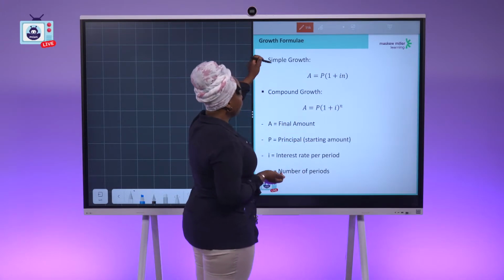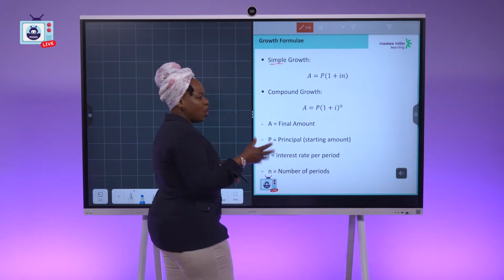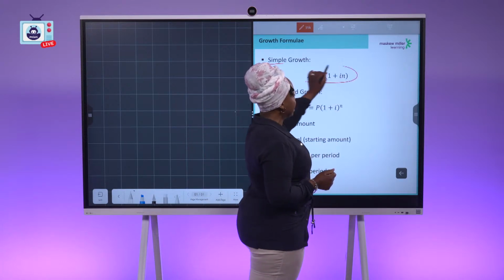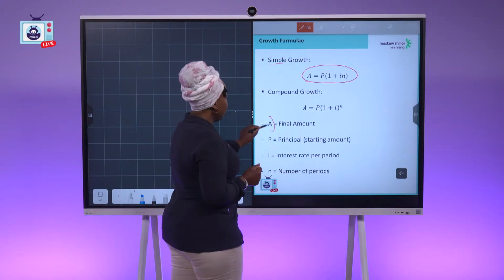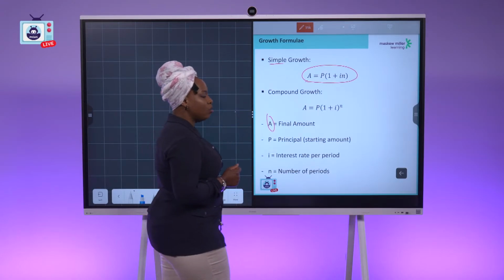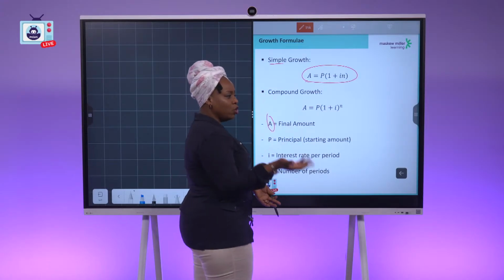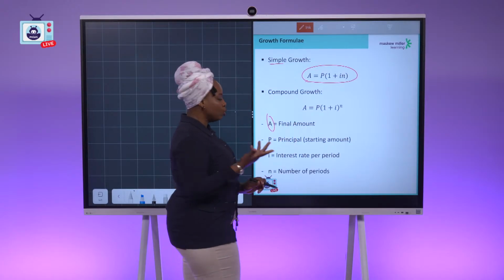So we have one which we call simple growth, but in normal space we used to call it simple interest. So that is a linear one. You can see there A equals P, for which A represents the final amount, which we call the total amount after investment or after your loan or after saving. So we can call it then final amount or total amount.